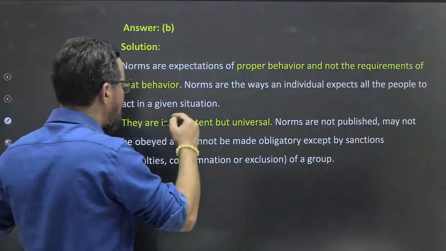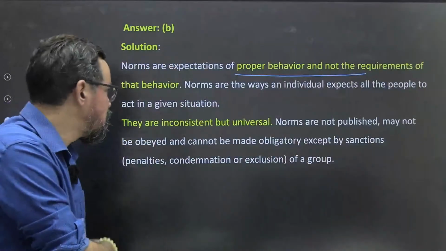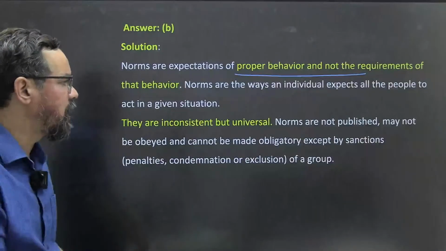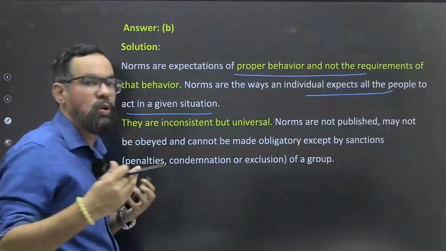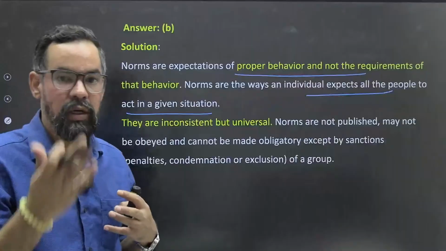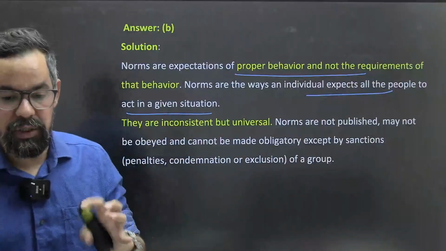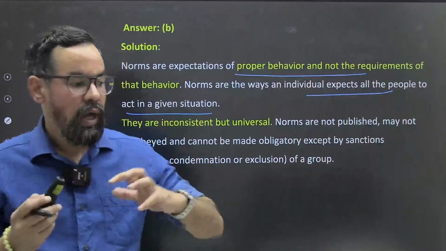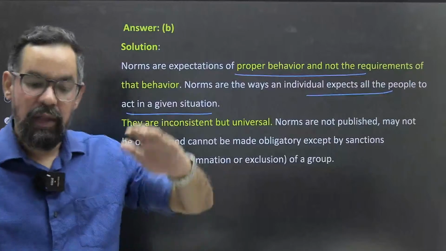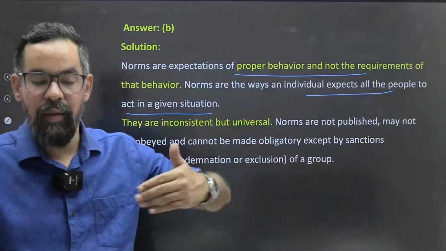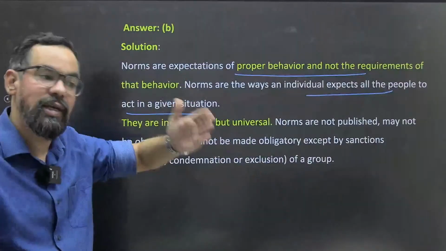Norms are expectations of proper behavior, not requirements. Norms are the way individuals expect all people to act in a given situation. How we should act in that particular situation, and what is the expected behavior from people in different situations. Let's say we are in a position of war. In this situation there are some expectations from the people, and it is not something we will impose, but that this is how one should behave in such a situation.